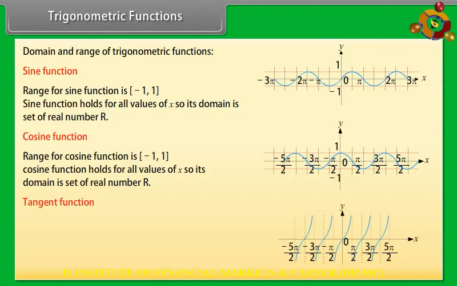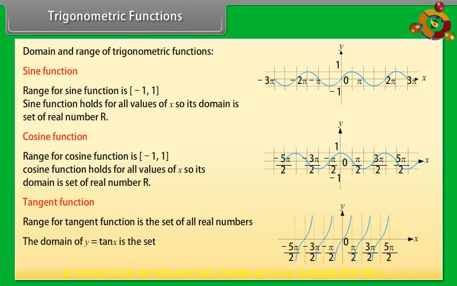Tangent function. The range for the tangent function is the set of all real numbers. The domain of y equals tan x is the set of x belonging to real numbers, x not equal to (2n plus 1) pi by 2, where n is any integer.